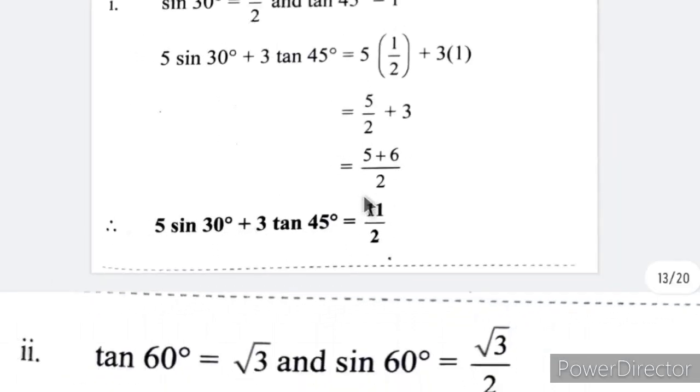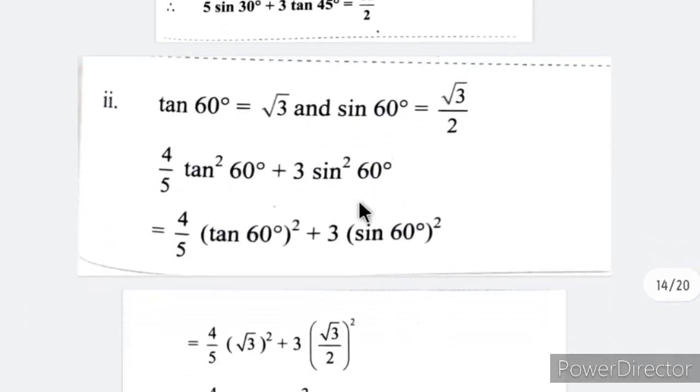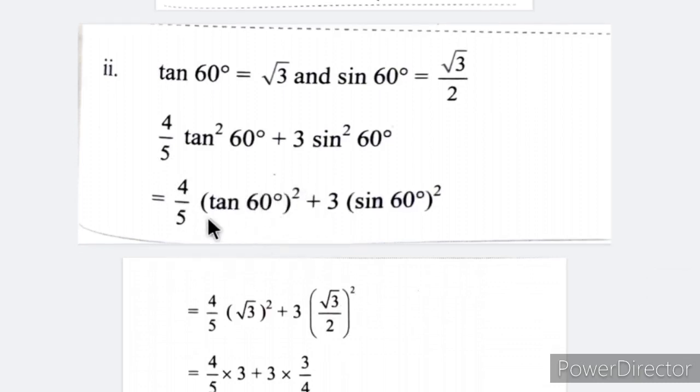The second question is, find the value of 4 upon 5 tan square 60 degree plus 3 sin square 60 degree. We know that tan 60 degree is root 3 and sin 60 degree is root 3 upon 2. So it will become 4 upon 5 into tan 60 degree the whole square. It is not only tan square, it is tan 60 degree the whole square, and similarly sin 60 degree the whole square. So we will write it like this in the whole square.